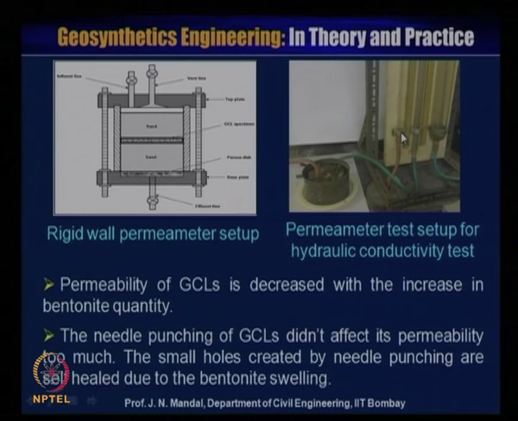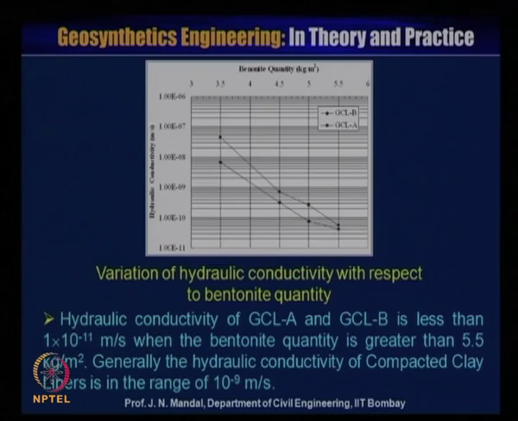So, permeability of the geosynthetic clay liner is decreased with the increase in the bentonite quantity. The needle punching of GCL did not affect its permeability too much. These small holes created by the needle punching are self-healed due to the bentonite swelling. So, in this figure, it is shown the variation of hydraulic conductivity with respect to the bentonite quantity.